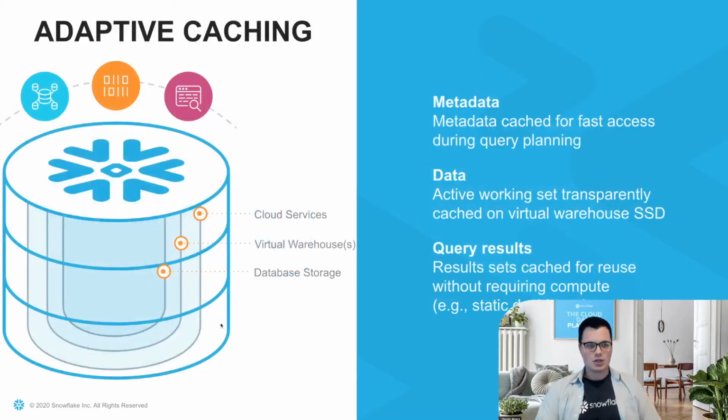Adaptive caching. So what this enables you to do is have really fast access to query planning. This is done automatically for you, and there's not a whole lot that you need to do really for this. So this is one of those things where it really reduces the amount of management required to run your data application on something like Snowflake.